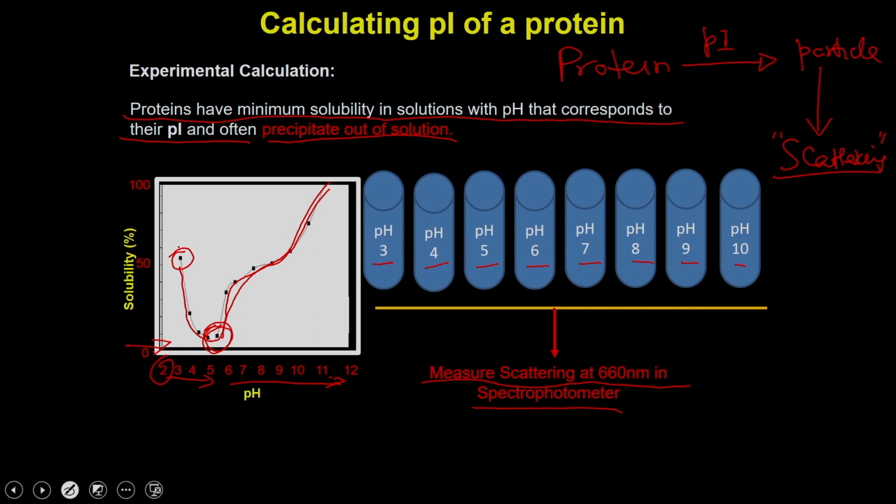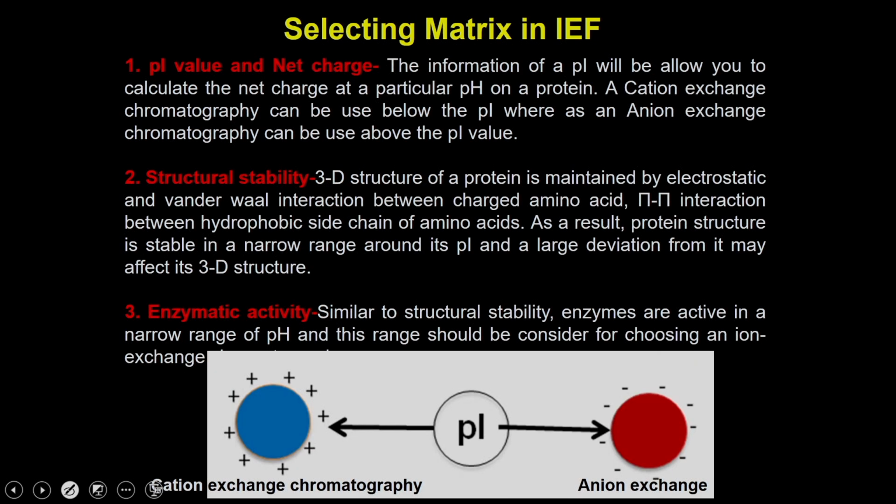If you follow this pattern, the isoelectric point is somewhere between 5 and 6. But if you narrow down these pH conditions, you can determine the pI value of the particular protein very precisely. Now, once you have calculated the pI values, you also have to consider the structural stability as well as the enzymatic activity that we have already discussed.